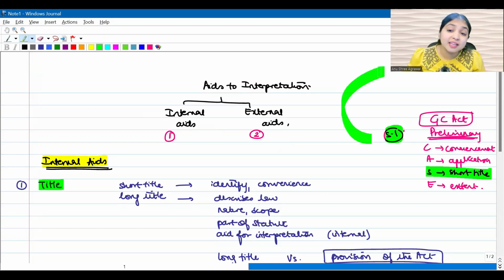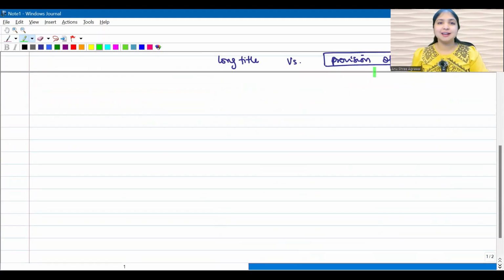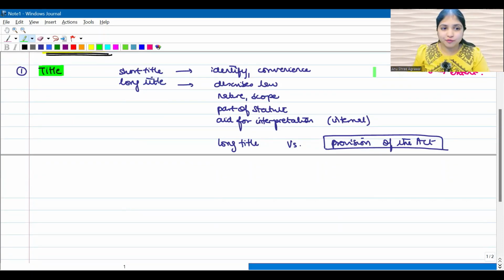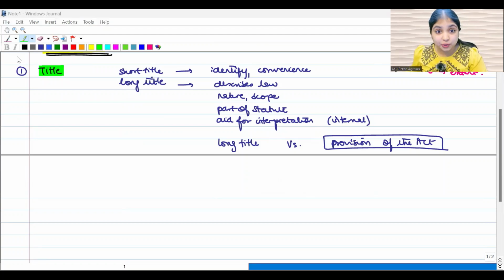Long title, it is written even before section 1, but it is still considered to be a part of the act, and it can be used for interpretation. It describes the law. It properly tells us what is the scope of the law, what is the nature of the law. It is an internal aid for interpretation, but however, it cannot override the plain provisions of the act. All right, guys. So this was our entire discussion with respect to the first internal aid, which is long title.